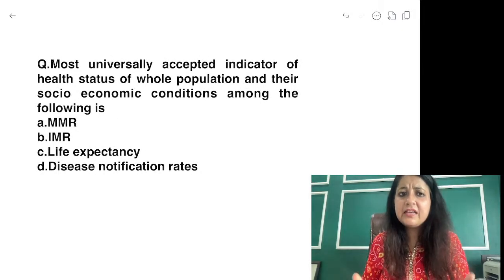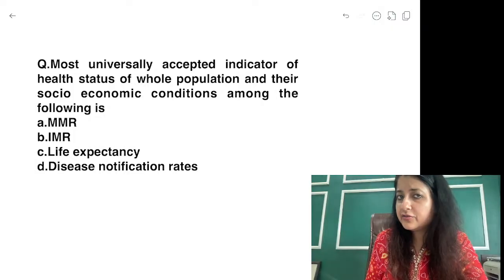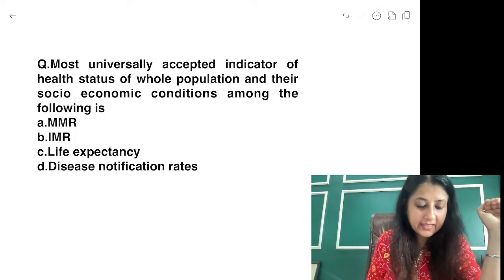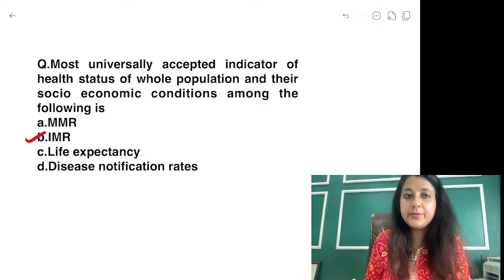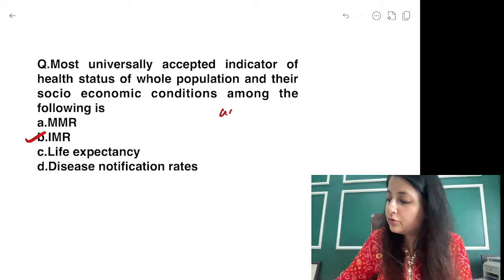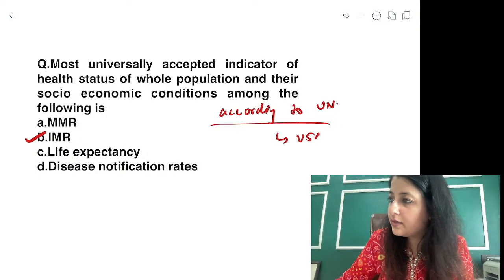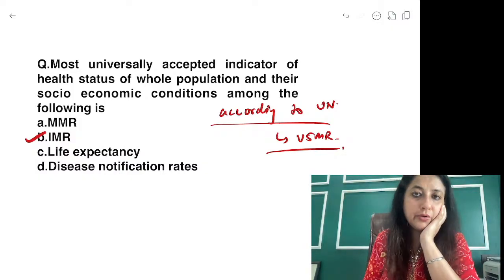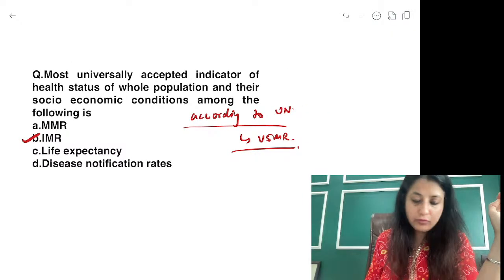Okay, go to the next one. We have already discussed this, still give the answer. The most universally accepted indicator of health status of the whole population and the socio-economic conditions among the following is IMR. Good. If the question had said according to UN, then your answer will be U5MR. Be careful with them. If it's not written according to UN, of course it is IMR. Okay. Let's go to the next question, guys.